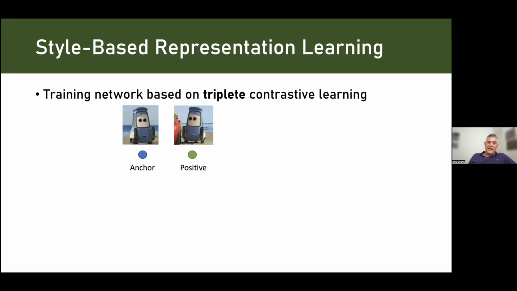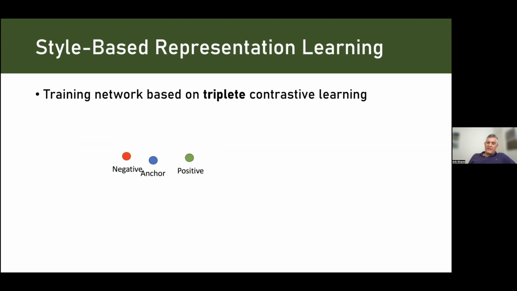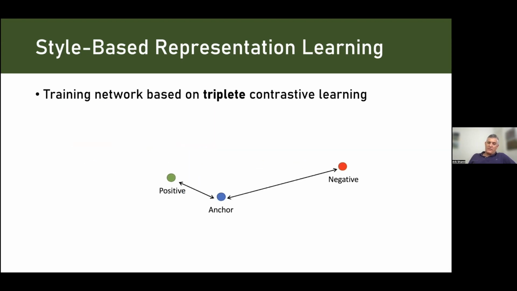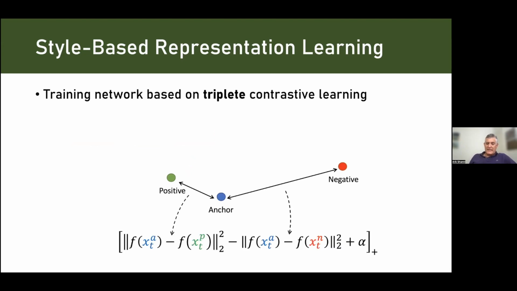And then you're going to have a negative example of a different character. And then what you do in the mapping, what you want is to map these three different points in the representation space so that the positive ones would be closer than the negative one. And what you use is basically the difference between the distances. So the distance between the anchor and the positive must be smaller than the distance between the positive and the negative, plus some margin, which we call alpha here.